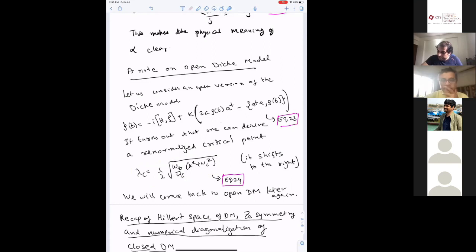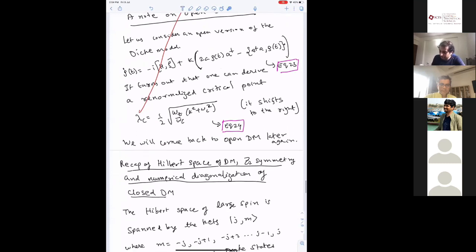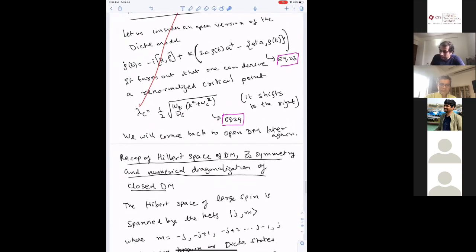So remember, for the closed Dicke model, the lambda critical was just half square root of omega c omega z. So that is the same limit. There are a lot of interesting aspects about this model. I just touched on a small part of this, but we will come back to the open Dicke model again a little bit later.